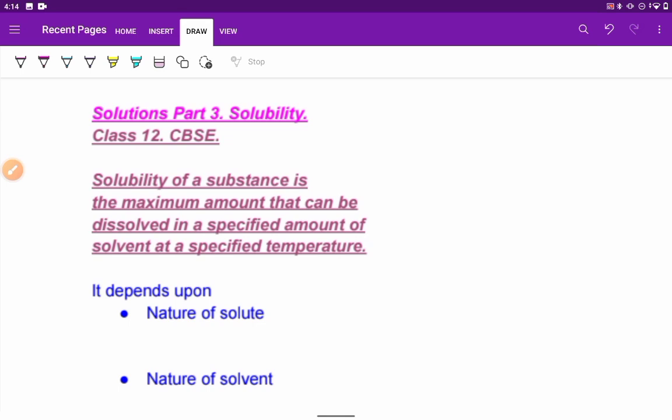Today we will deal with the topic solutions part 3. In that we will study solubility, and this topic is in continuation with the videos I have made earlier. This is meant for class 12 CBSE.